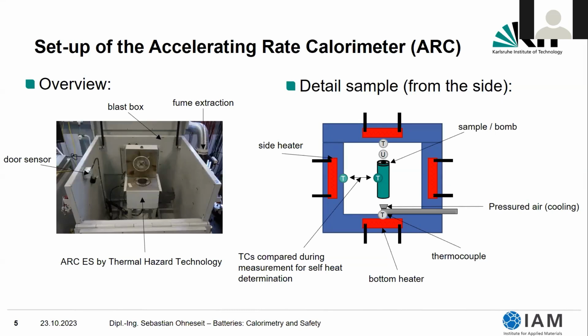On the right, you can see a side section of the accelerating rate calorimeter. In green in the middle is the actual battery, and all around the battery we have heaters. Those heaters allow us to have adiabatic conditions inside the ARC and to precisely control the temperature. To do so, we have a thermocouple mounted directly at the battery, and there is another thermocouple at the side of the calorimeter. During the test, those 2 thermocouples compare their temperatures, and that's how we are able to detect exothermal behavior of a battery inside the accelerating rate calorimeter. In parallel, we are measuring temperature at other points of the calorimeter. We can measure the voltage of the cell, and as mentioned, we have pressured air cooling to cool down the cell after the test.